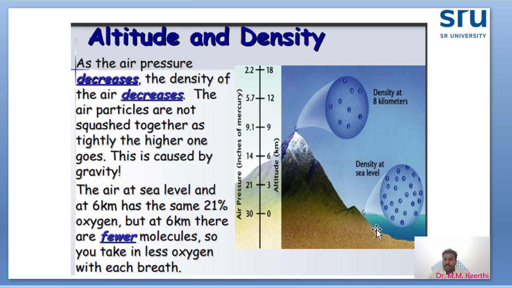When you are coming to the seashore in a land area, density is more. That's why pressure is more. So in the seashore line, the air density will be more, and due to that, the pressure is also more in the seashore line.